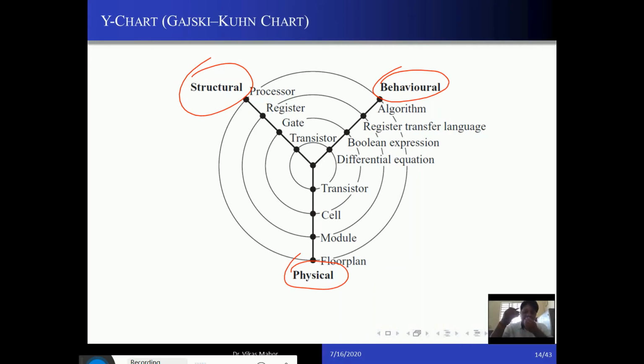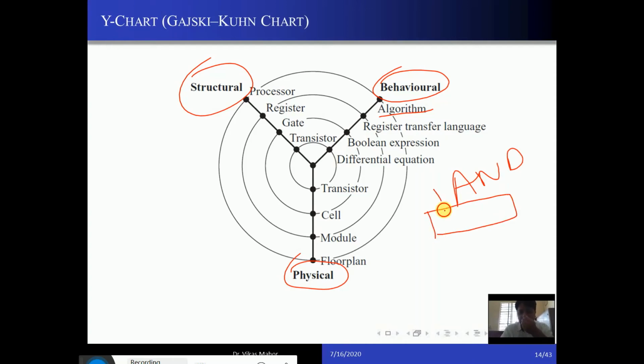The behavioral domain of an IC can be explained by an algorithm. How can you explain an IC by an algorithm? For example, if you are using the IC for the operation of logical ANDing, then you can make a flow chart.